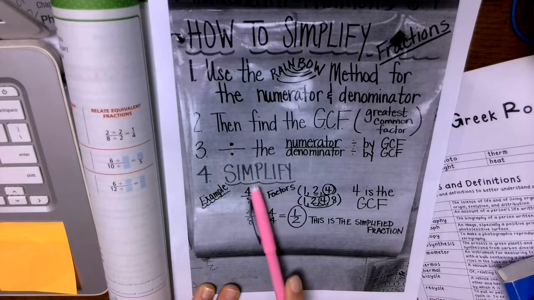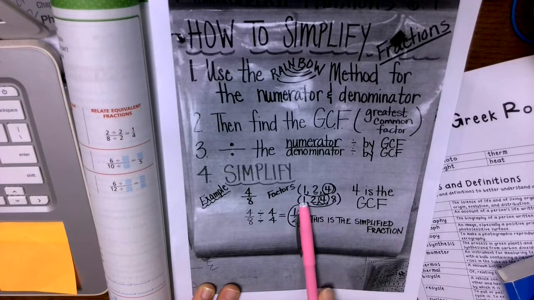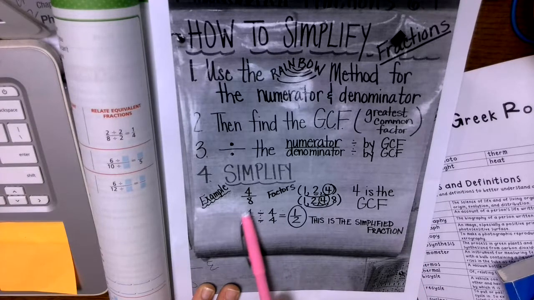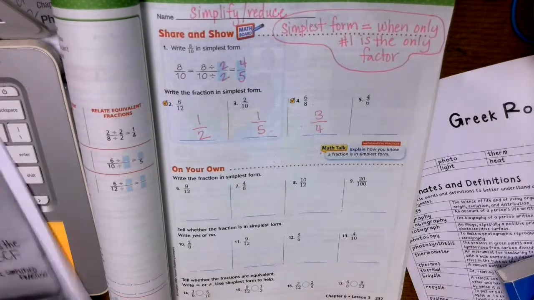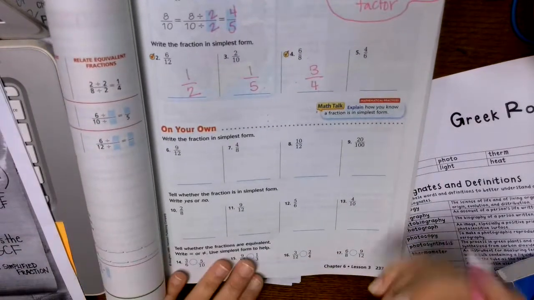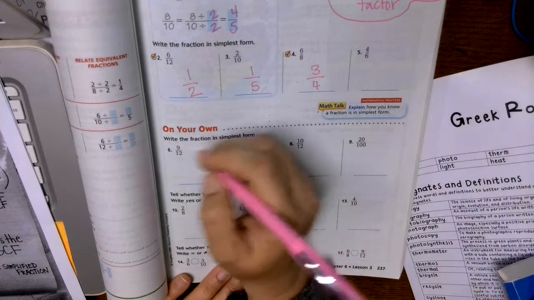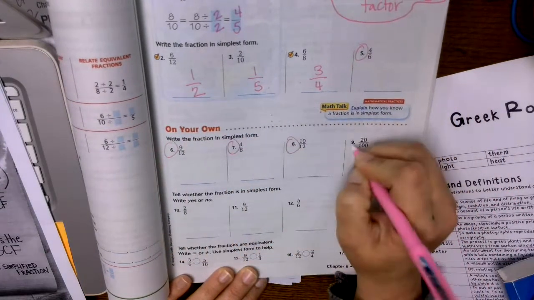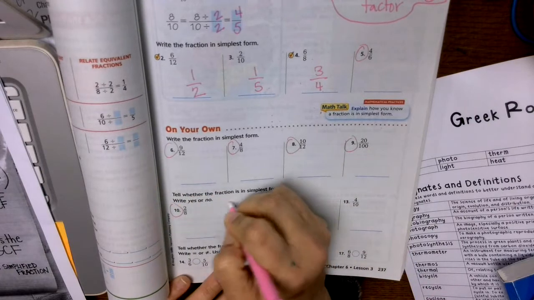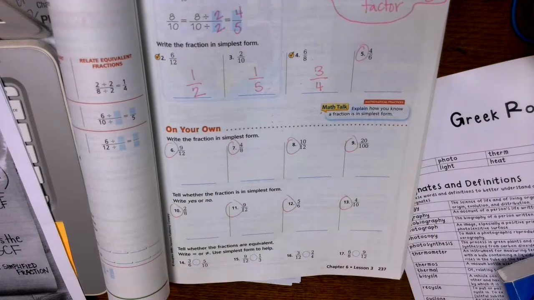Here's an example. 4/8. You write out the rainbow method. Circle 4 as the greatest common factor. Divide by 4, top and bottom, and that will give us 1/2. And you're going to do that for this whole lesson. You're going to go through number 13. So you need to do 5, 6, 7, 8, 9, 10, 11, 12, and 13.